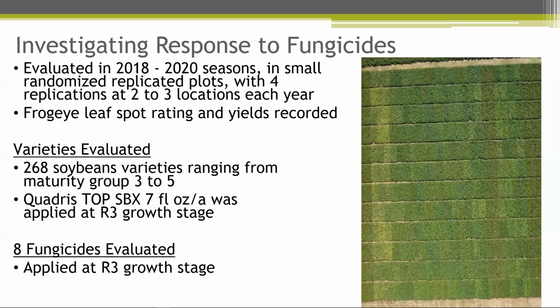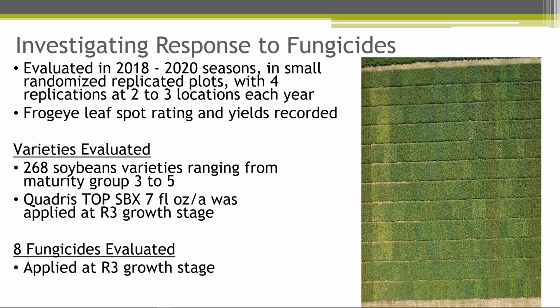And so the data I'm going to show you is from two different trials, where we're investigating a response to fungicides. These trials were done in 2018 through 2020 across 3 seasons in small randomized replicated plots. Replicated meaning with 4 replications, and each year the same trial was planted at anywhere from 2 to 3 different locations. Frog eye leaf spot was the disease rated, and yields were also recorded.